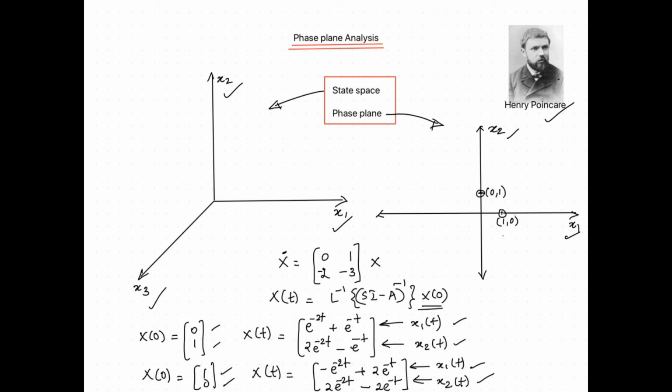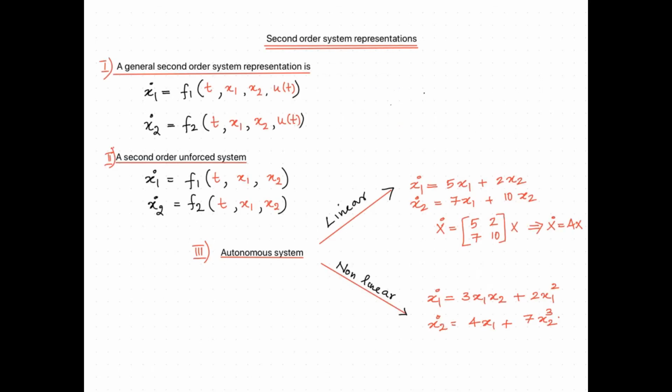For example, if you have the initial condition as 0, 1, then the phase trajectory would be like this. And if the initial condition is 1, 0, the phase trajectory would be like this. You can also see that without these x1 of t and x2 of t equations, we can find these trajectories by different methods. This will be explained in the upcoming videos. Here we discuss the different system descriptions depending upon the nature of the system.